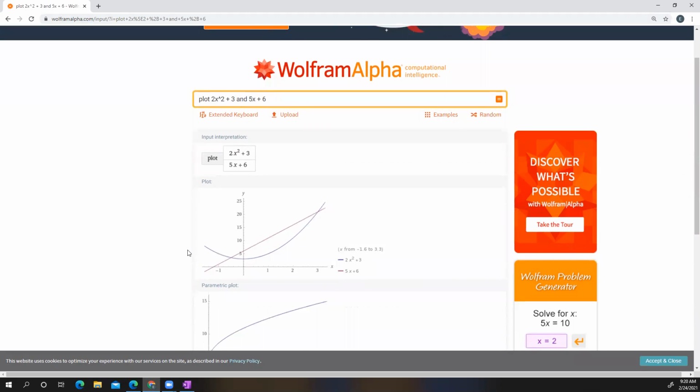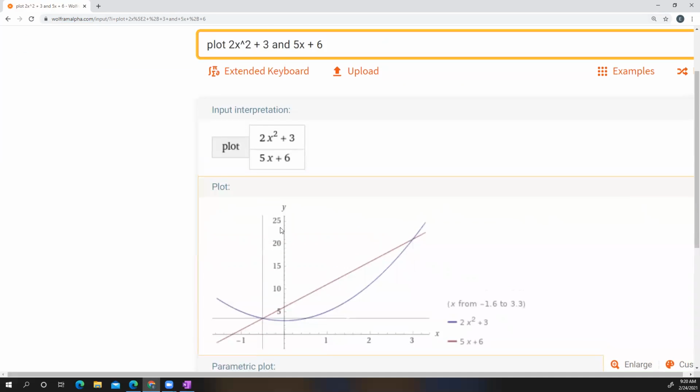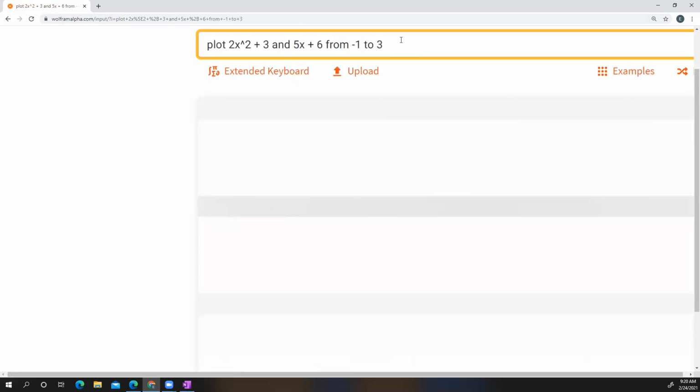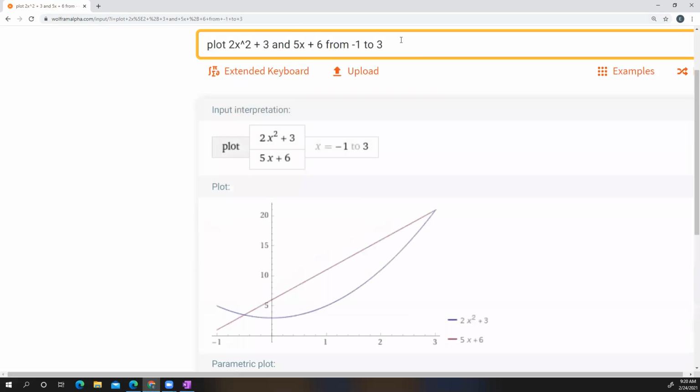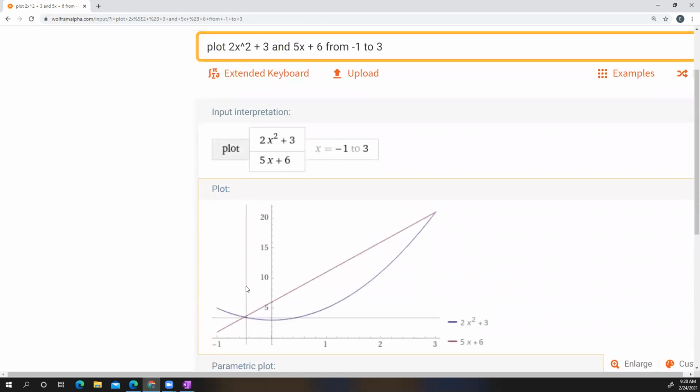So let's zoom in here a little bit. We have an intersection point here, and we have an intersection point here. This one's pretty clear, I think, to make out. It looks like they intersect at 3. This one's not so clear, so let's zoom in a little bit. The way you do that is you plot the graphs on a smaller set. So let's plot it from -1 to 3. Yes, definitely the graphs intersect at 3.